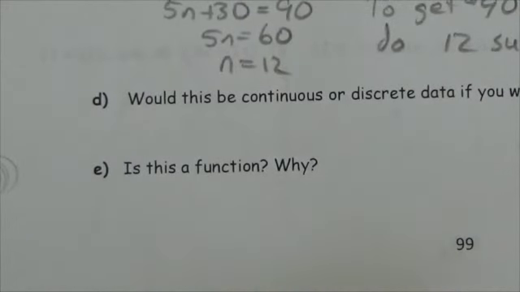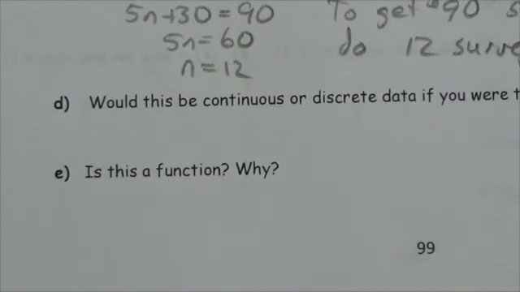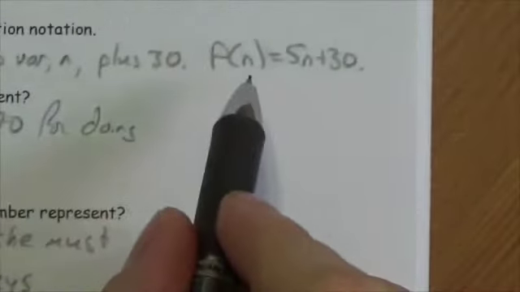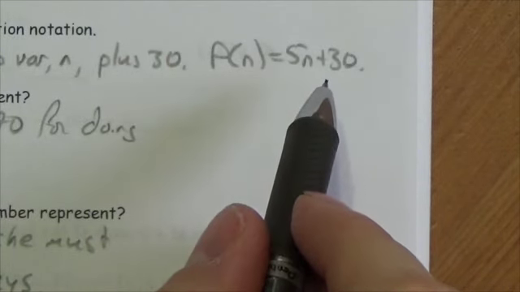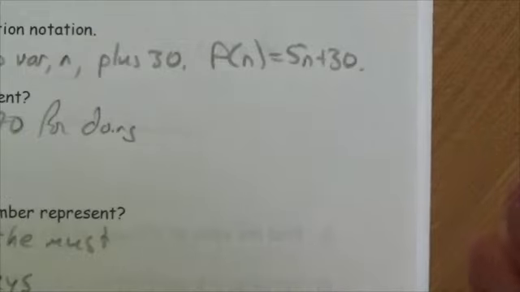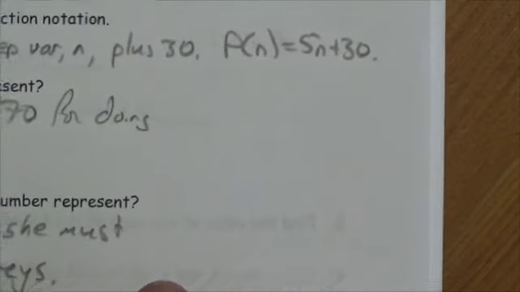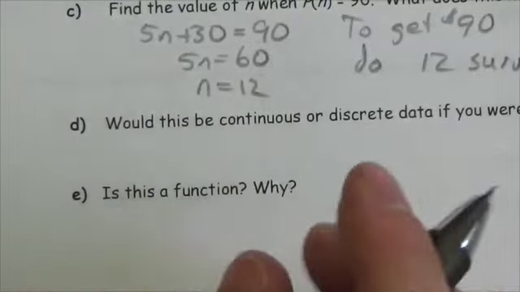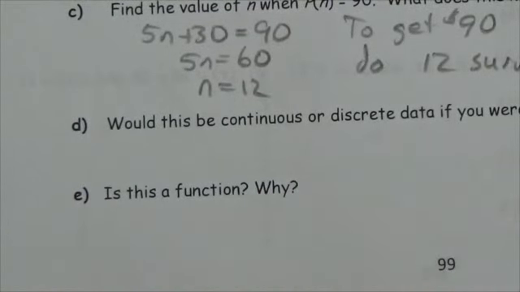Now, would this be continuous or discrete data if you were to graph it? Well, now let's think about that. Okay, without a context, okay, if you were just to graph the relation P of n is equal to 5n plus 30, without a context, you might be justifiable in saying that this is continuous data, not knowing any better here. But you can't do a part of a survey, okay? You also can't get paid, or you don't get paid, I should say, in values that are all along an interval. Okay, basically money is not continuous here.